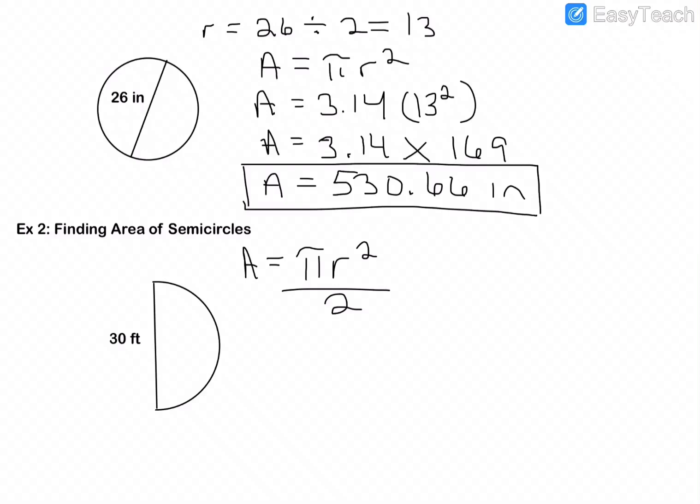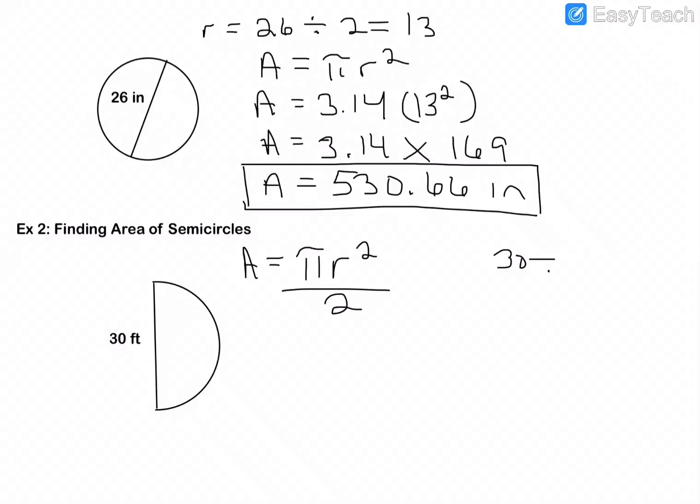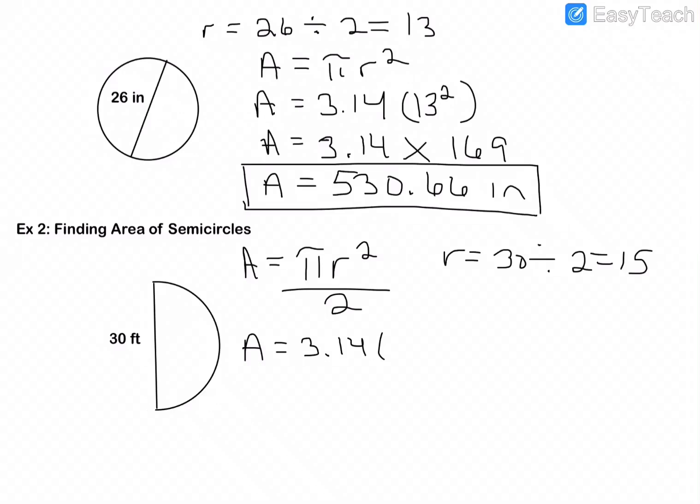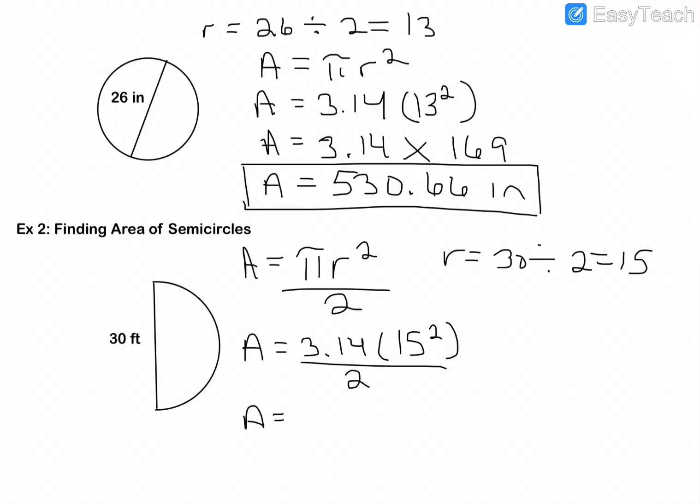They're giving us the dimension here of the diameter, so we need to make that the radius. 30 divided by 2 would be 15. So that is the radius, and I'm just going to plug it in once again. 3.14 times 15 squared divided by 2. And I'm just going to go ahead and see 15 squared is 225 times 3.14.